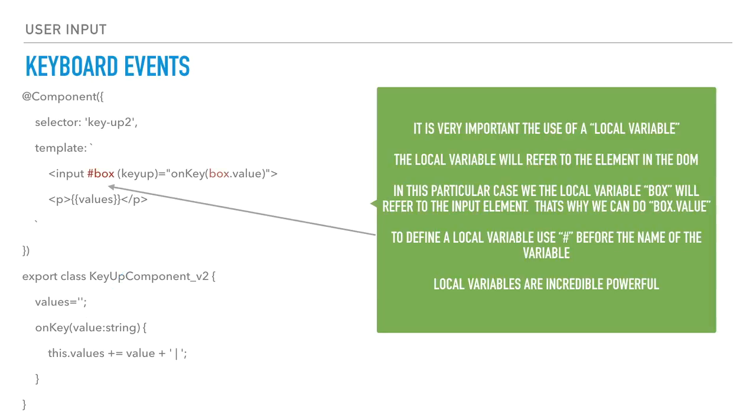Super important. I put it in red, so you have to remember this. The hash is defining a local variable in this particular scope, so we can refer inside this template to box.value whenever we want. We will do experiments later on with this.